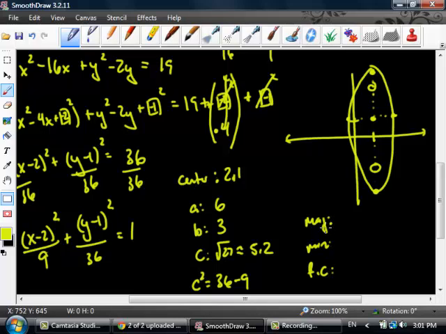What's the major axis length? 12. Minor axis length? 6. Focal coordinates, we anchor from the center, so 2, 1. Which one of those gets the plus or minus? Y. So plus or minus root 27 in parentheses. All that information is going to be necessary for full credit on that question.